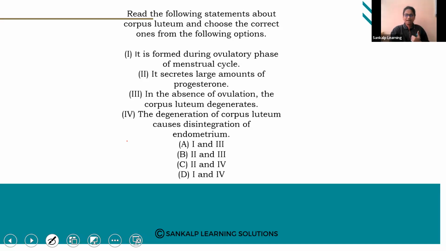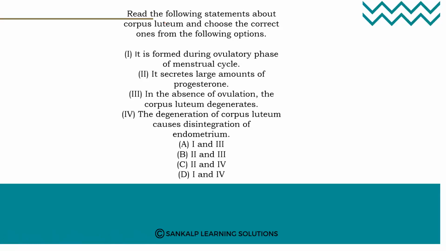Option A, 1 and 2, 1 and 3. Option B, 2 and 3. Option C, sorry, 2nd and 4. Option D, 1st and 4. Be fast. Anvita answered it as option C. Option C. Okay. 2nd and 4th. Fine. What about others?